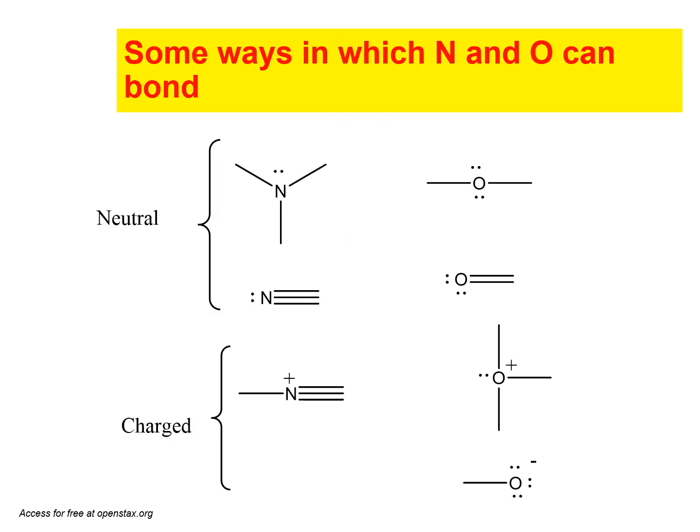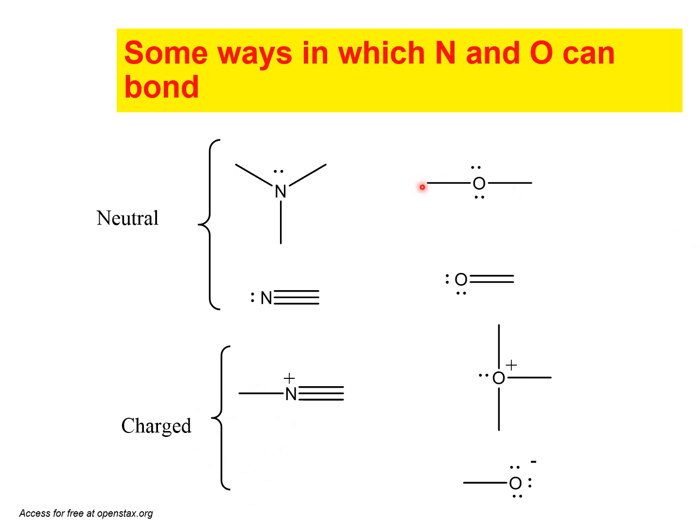In the next slide, some ways by which nitrogen and oxygen can form bonds are shown, where nitrogen can form 3 single bonds with a lone pair of electrons, or it can form a triple bond and a lone pair of electrons, or it can form 4 bonds where it has actually used this lone pair of electrons, and that gives a positive charge to nitrogen. Okay, so this is a charged species.